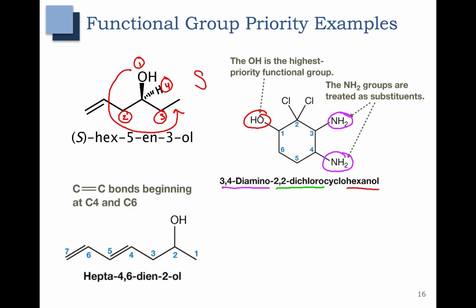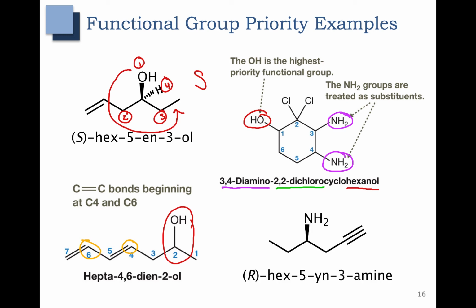Here's another example. In this case, we are again numbering to give alcohol priority. If we number from the right, it gets a 2. If we number from the left, we don't get an alcohol until 1, 2, 3, 4, 5, 6. So we want to number to give that alcohol the lowest possible number. In this case, we have 2 alkenes, one at 4 and one at 6. So that's where we get the hepta-4,6-diene from. The "ol" comes from the alcohol.